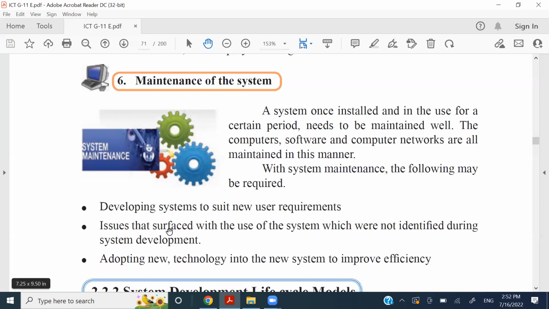Right, and it says issues that surface with the use of the system which were not identified during the system development. Yeah, right. Even when you are testing this, no one may have captured a particular error in the system, right? Even though testing is done at 4 different levels, there can be places where they did not capture that there is a particular problem. So those errors, those issues can be corrected in the maintenance phase, right?